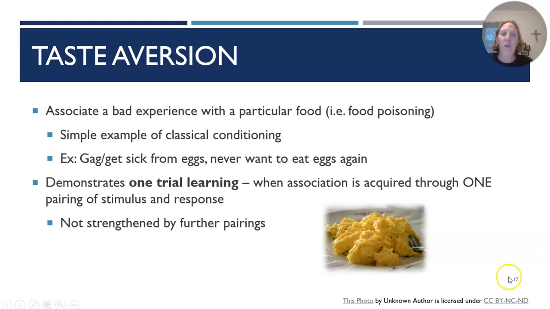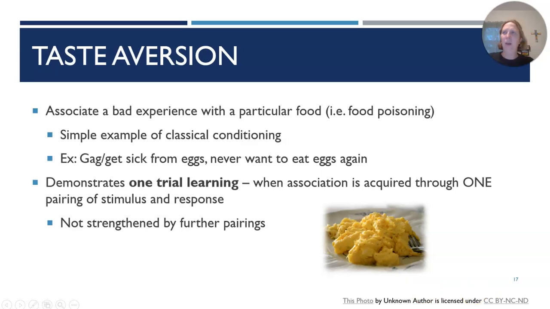So some classical conditioning, usually it takes more trials. Usually it is over and over and over again. But taste aversion demonstrates one trial learning, when association is acquired through one pairing of stimulus and response, one time of eating the egg with getting sick from it, and I'm good. I don't need to strengthen this response with further pairings. I didn't need to have that happen over and over and over and over again for me to learn to associate those two things together.